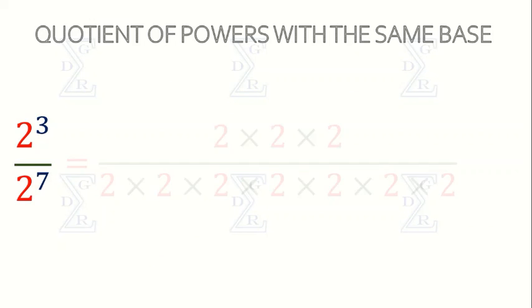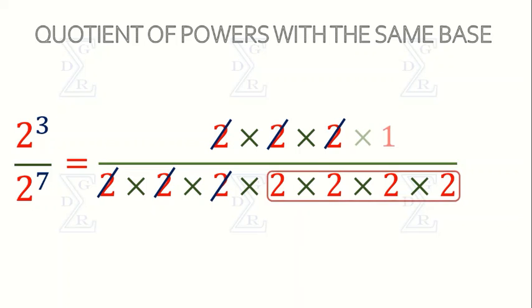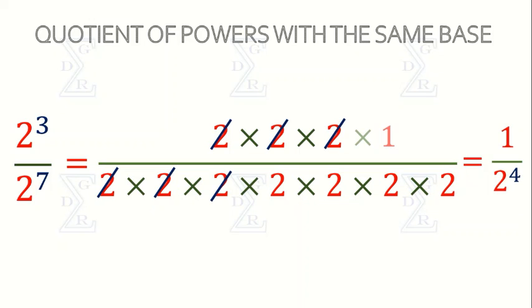Let us divide 2 cubed by 2 raised to the power of 7, and observe the expanded form of the quotient. After the simplification, the numerator is 1, because 1 is a common factor of any number, and the denominator 2 is repeated 4 times as a factor. So, the result is 1 on 2 raised to the power of 4.